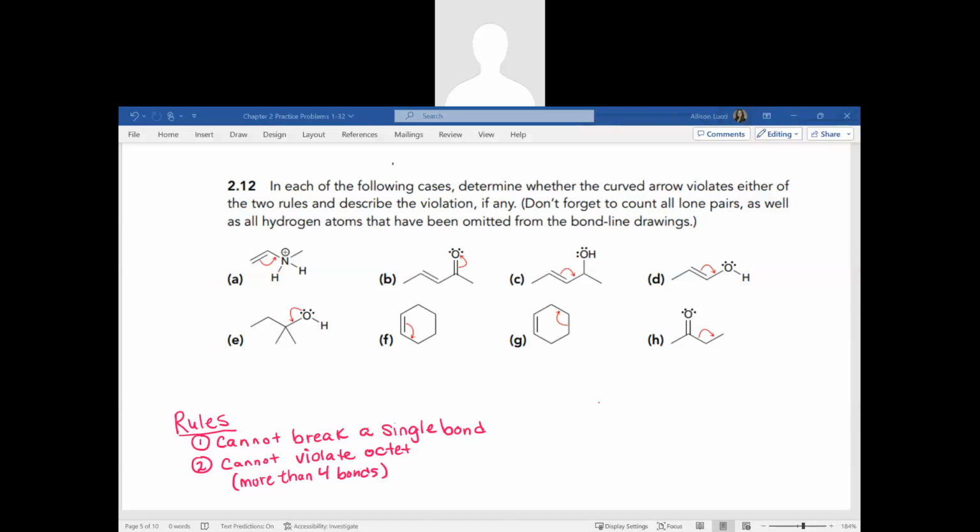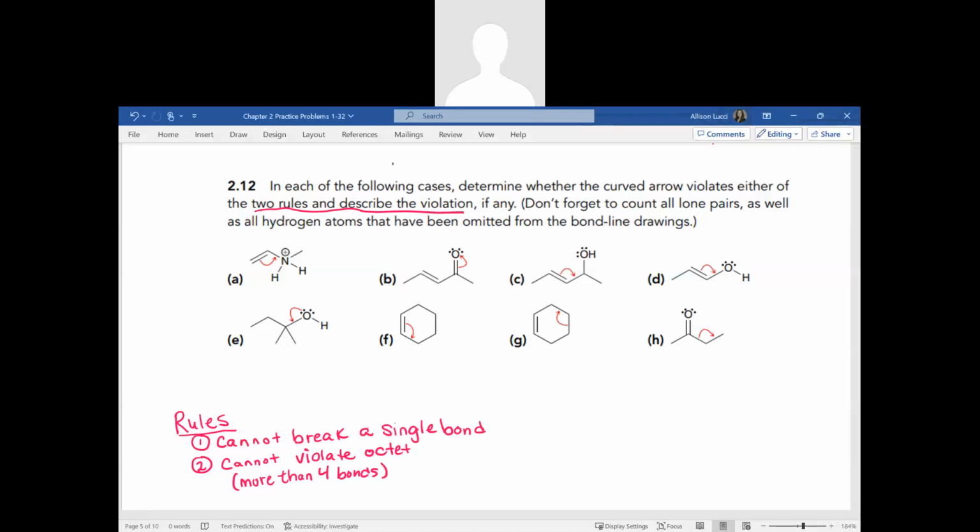In Chapter 2, Problem 12, we're given multiple cases where we're shown some curved arrows, and then we're asked to determine if any of these arrows violate the two rules described. And then we're asked to describe the violation.